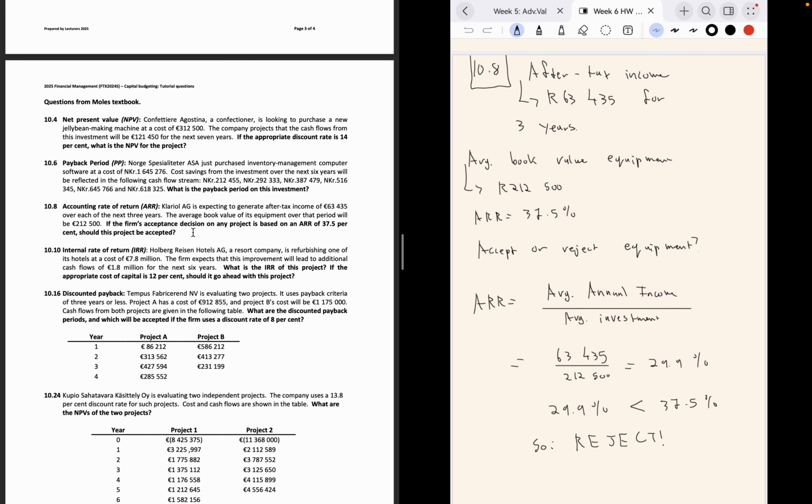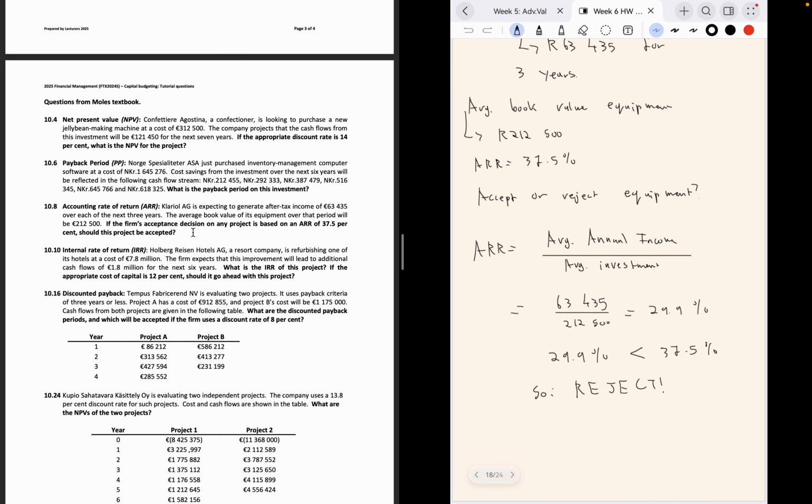So the question is, do we accept or reject this equipment? So the way we calculate ARR is we take the average annual income and we divide it by the average investment, or the average value of the investment. Because the average income is equal, because it's identical each year, if it wasn't identical, you just add them up and divide by 3. It's 63,435 divided by 212,500. That gives you 29.9%. That is less than the desired ARR of 37.5%, so you reject. So we're not gonna do this thing.